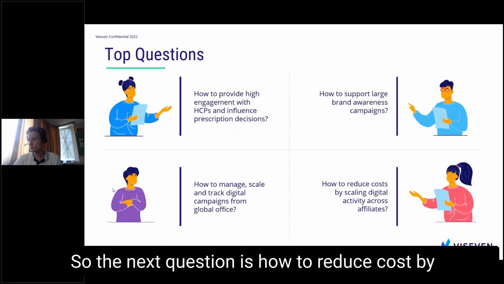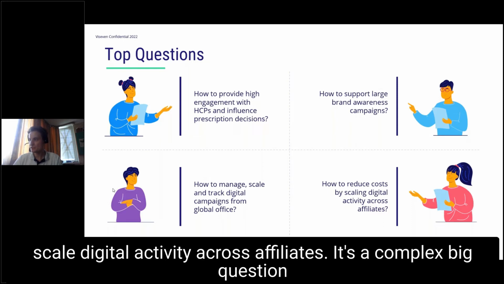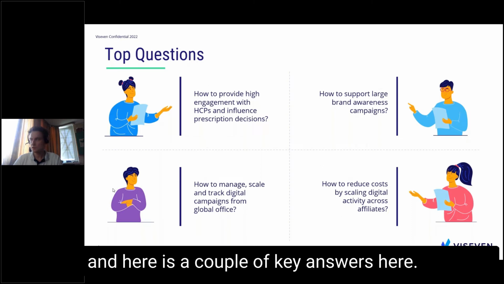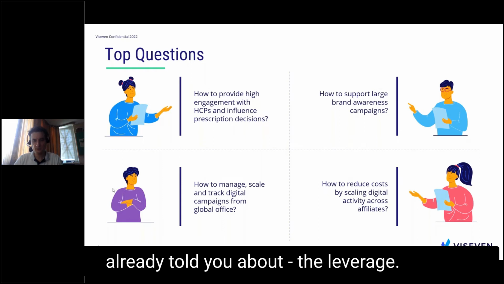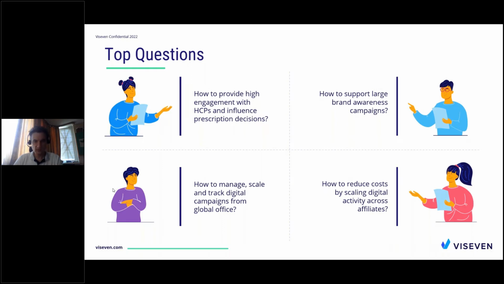So the next question is how to reduce cost by scaling digital activity across affiliates. It's a complex, big question, and here are a couple of key answers. So the first one, that I already told you about, is the leverage.